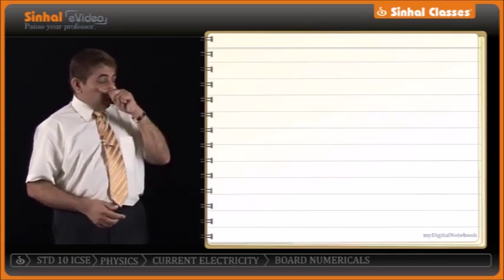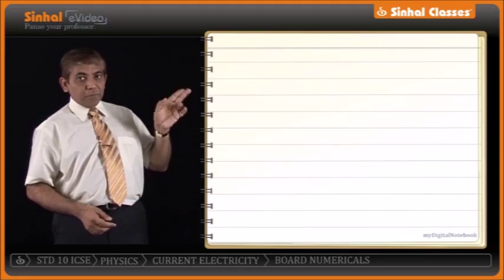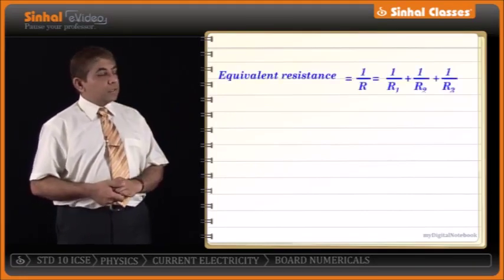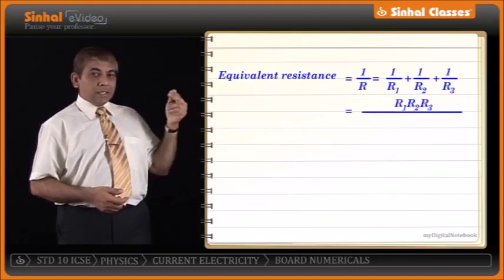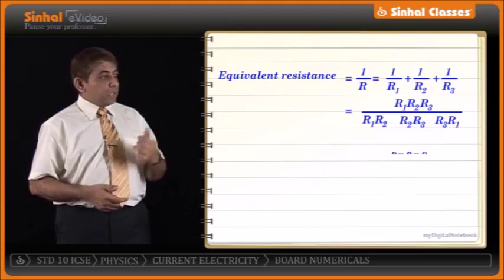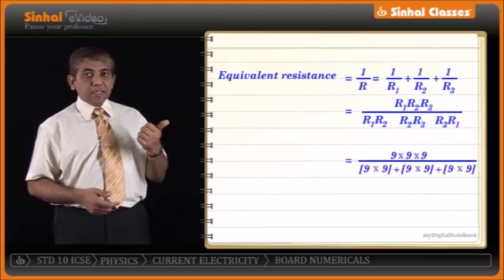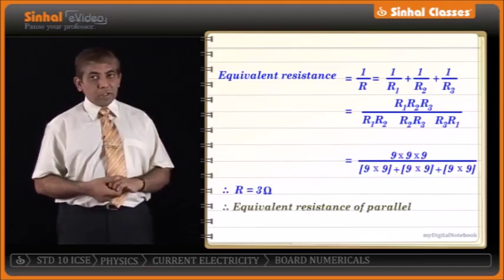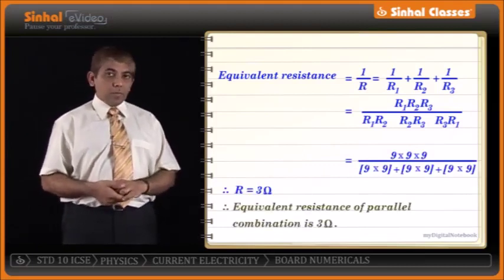So I have the equivalent circuit as 1 upon R1 plus 1 upon R2 plus 1 upon R3. So we have it as 1 upon 9 plus 1 upon 9 plus 1 upon 9. If I solve this, I get the value of R as 3 ohms. So the equivalent resistance of the parallel combination works out to be 3 ohms.